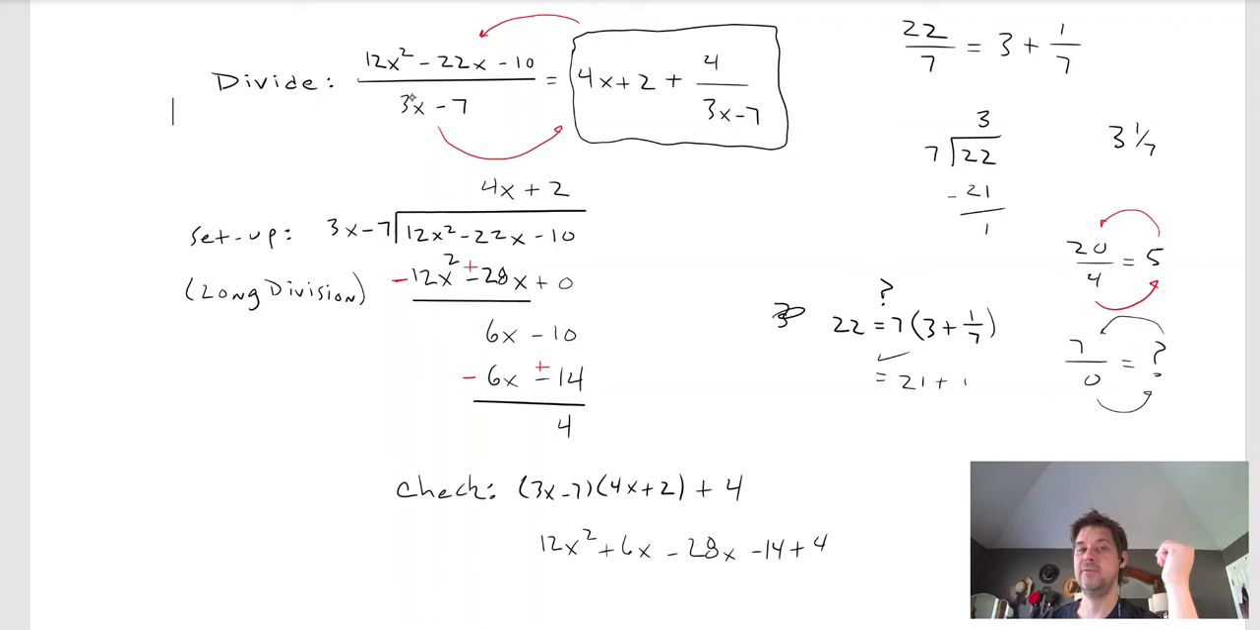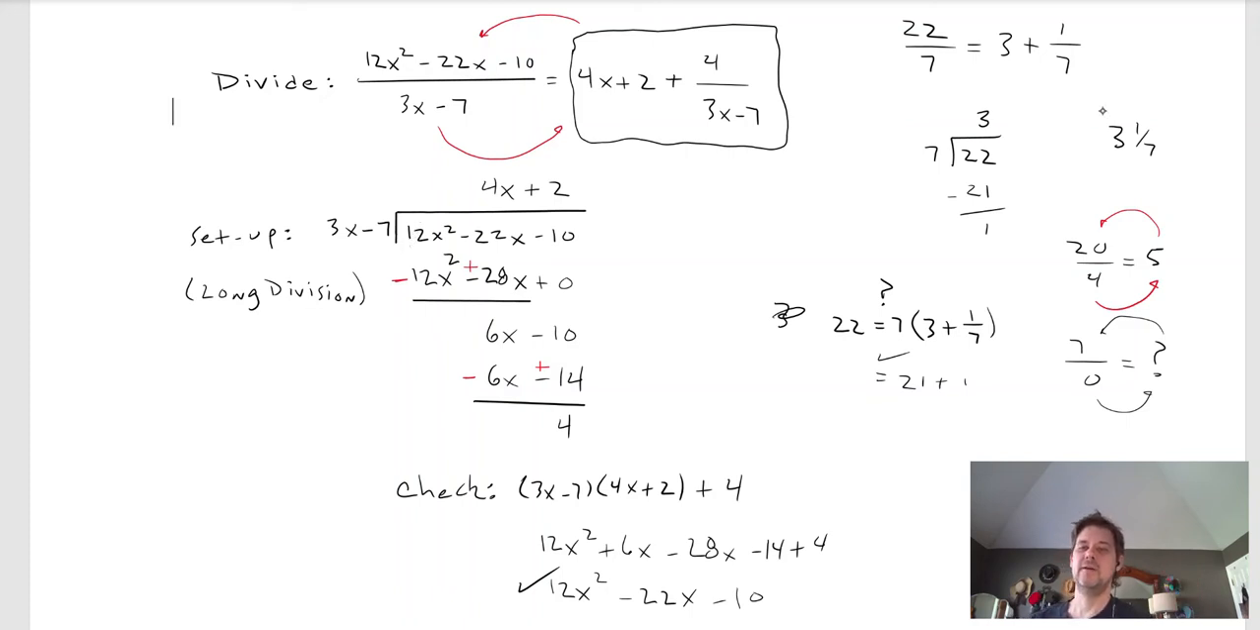Okay, so I'm hoping to get 12x squared minus 22x minus 10. So let's see, adding the like terms, I get 12x squared, then I get 6 minus 28, that's negative 22x, and I get negative 14 plus 4, that's negative 10, and that's correct. That proves it, right? Just like 20 divided by 4 is 5, because 4 times 5 is 20. This division is also correct, because I multiplied it back out to check it and verify it. Okay, so that's a bonus.